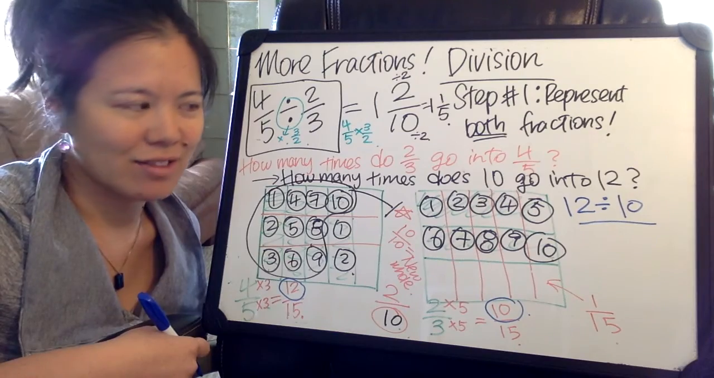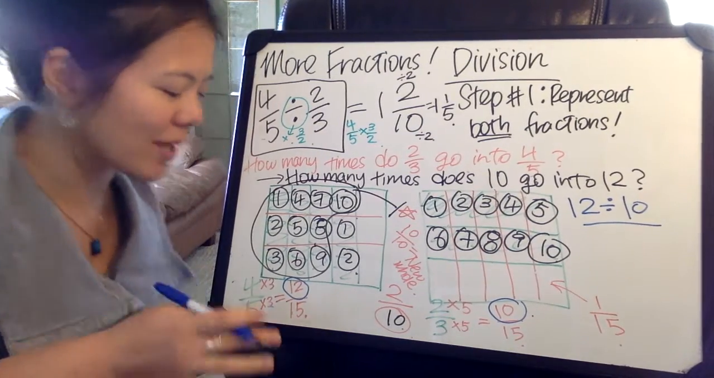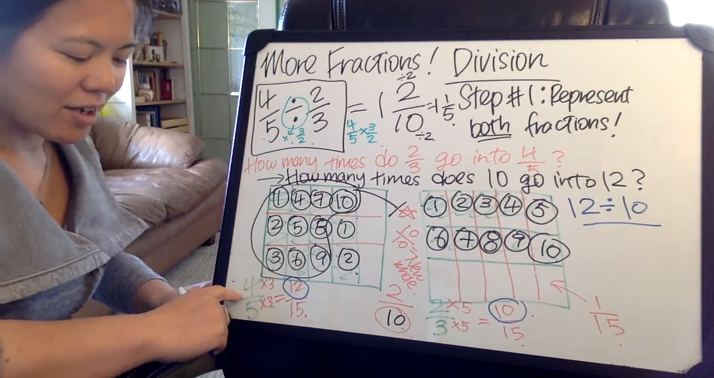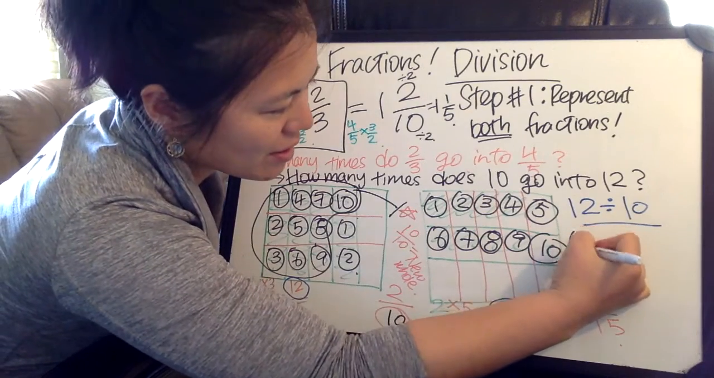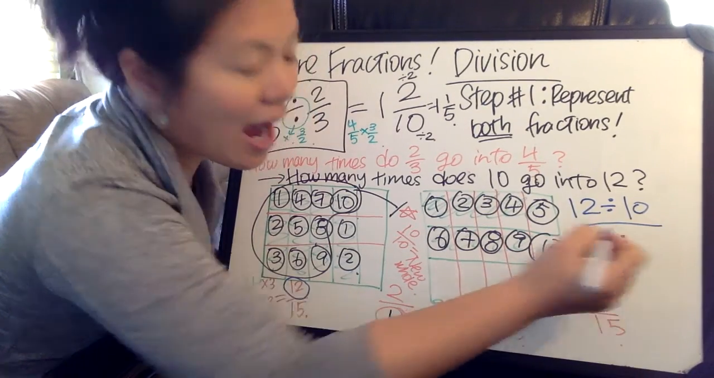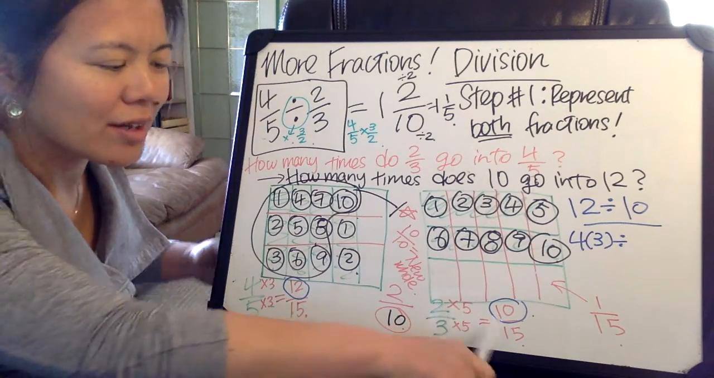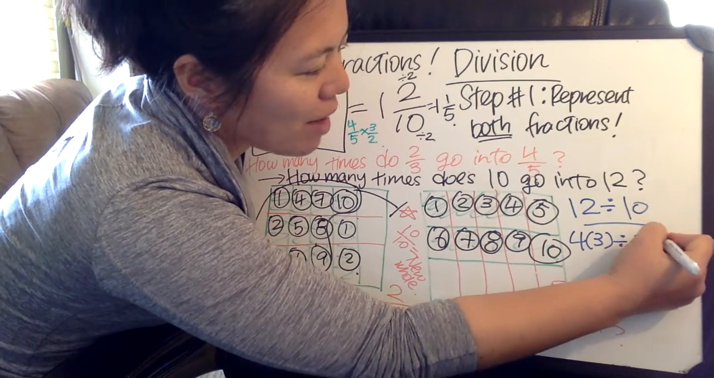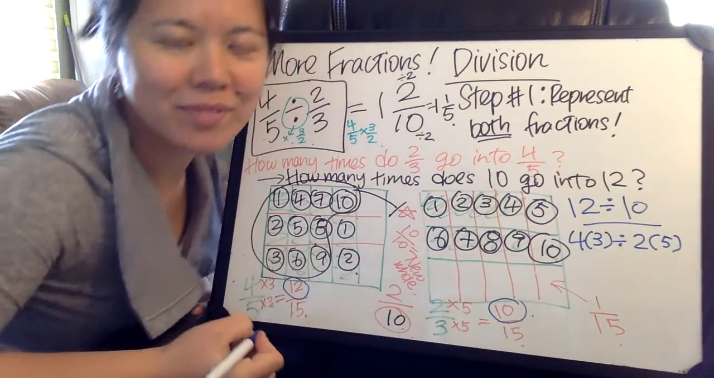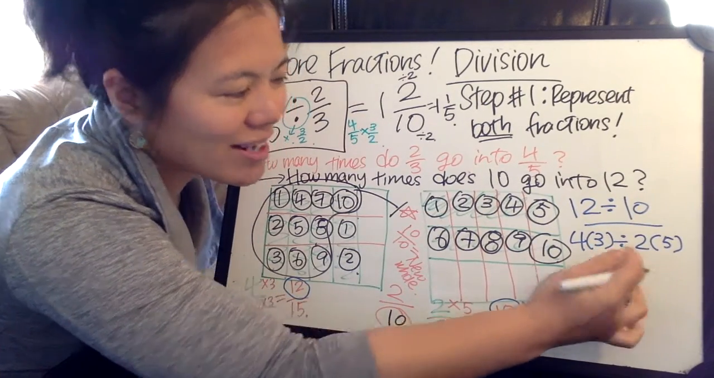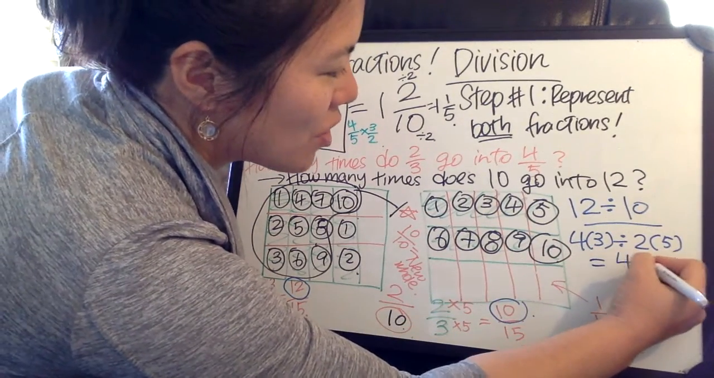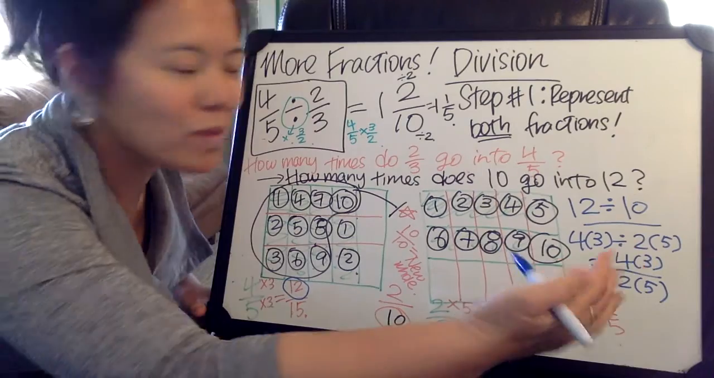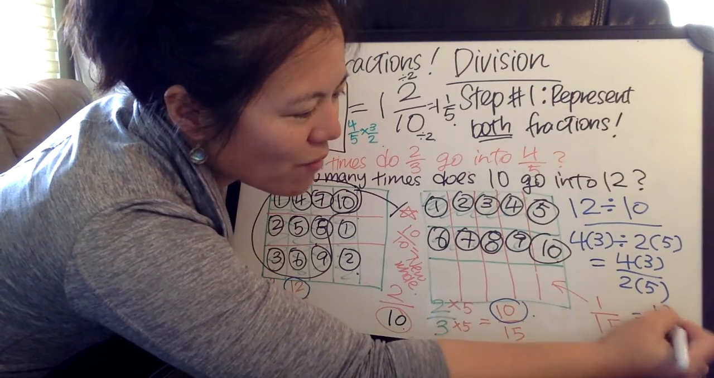12 divided by 10. So how did we get the 12? How did we get the 10? So for 12, we got this 12 from here. 4 multiplied by 3. And how did we get the 10? Right over here. That was part of the process of finding an equivalent fraction. 2 multiplied by 5. And if I rewrite this division, it looks like that. And of course I can calculate it, and I'm going to tell you that it's 12 over 10.